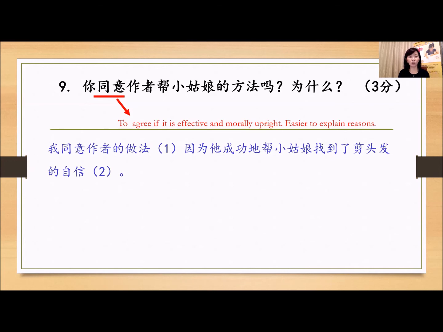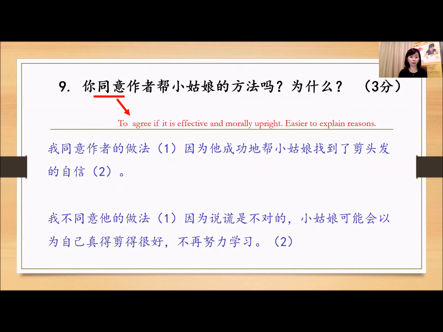First answer, 我同意作者的做法，因为他成功的帮小姑娘找到了剪头发的自信。Okay, so I agree. Even though I know he lied, but I think I agree with his method because he managed to help the girl regain confidence. You see? So this is my reasoning.